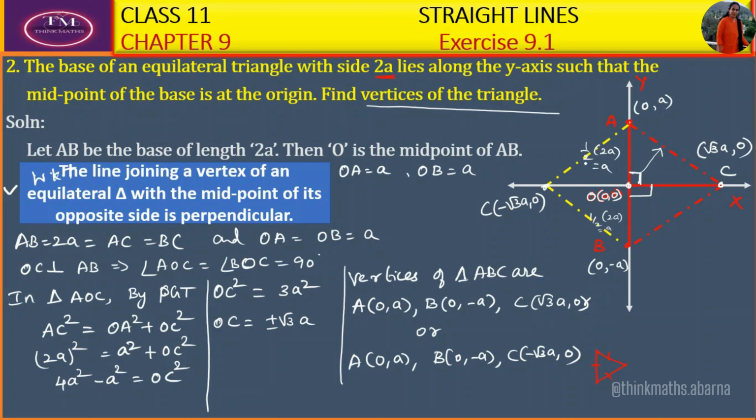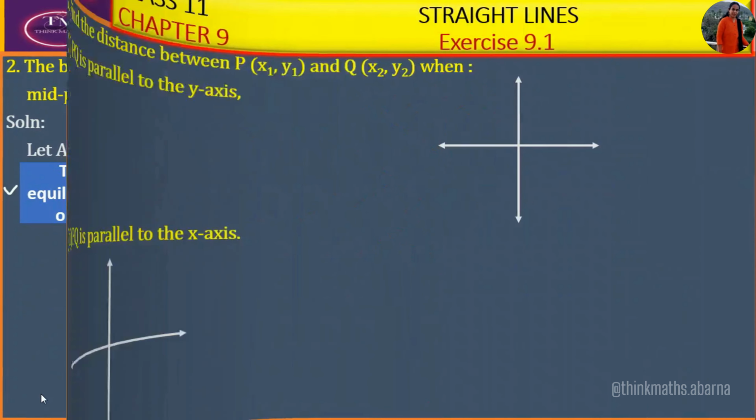You can have any type of equilateral triangle. One can be on the negative side of the x-axis, one can be on the positive side of the x-axis. Both have the side of length 2A. Clear, children? Do you understand? So shall we move on to the third problem?